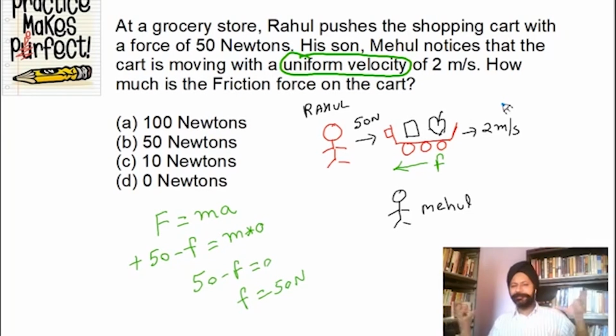So the net force on the body, law of inertia, what does it say? If the net force on the body is 0, it's going to keep moving with the same velocity. So net force has to be 0. If Rahul is pushing with 50 newtons, friction will push back with 50.